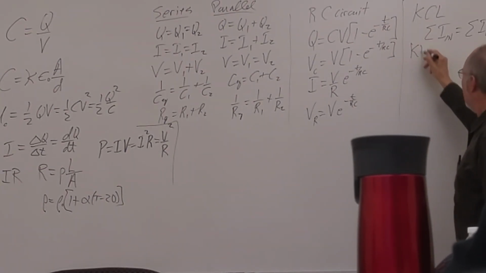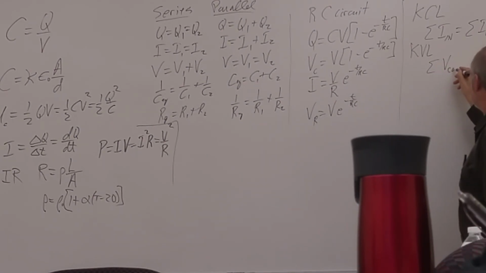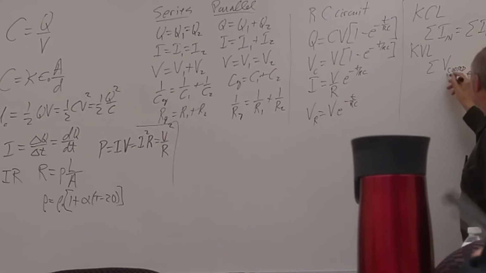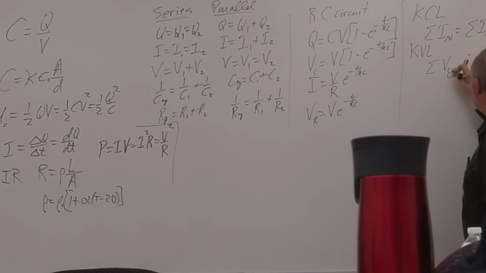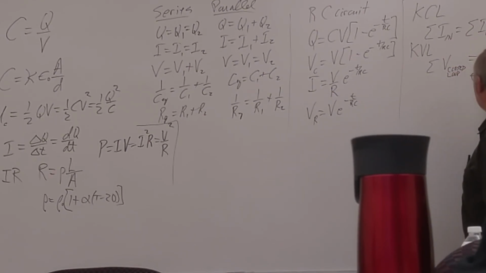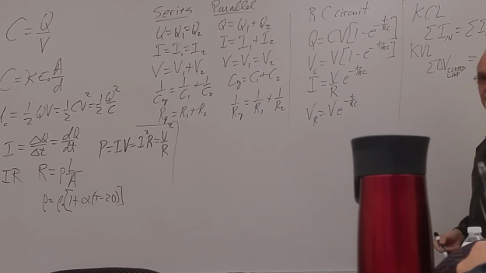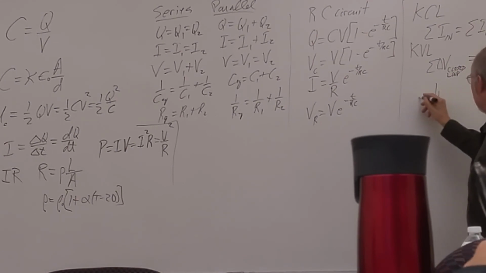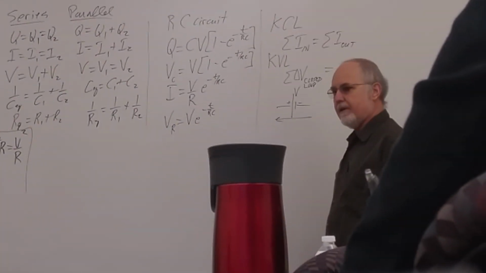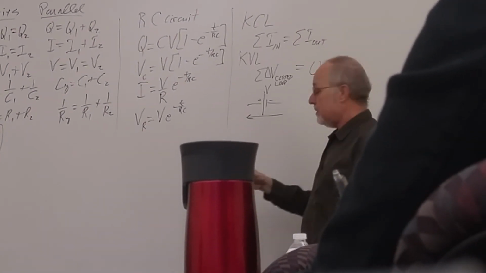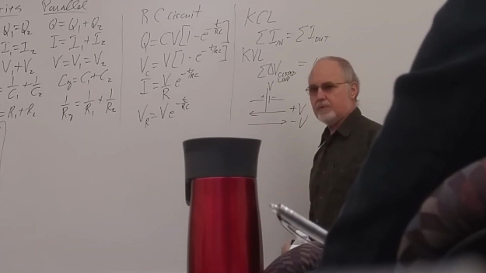And then the KVL equations: the sum of the voltage changes around a closed loop. So you work your way around the circuit, start at some point. When you get back to where you started, the sum of those voltage changes has to be 0. And when is it positive, when is it negative? If you go across a battery, you're going from the negative side of the battery to the positive side as you go around this loop. That's a plus voltage. If you go from the positive to the negative, that's a negative voltage.